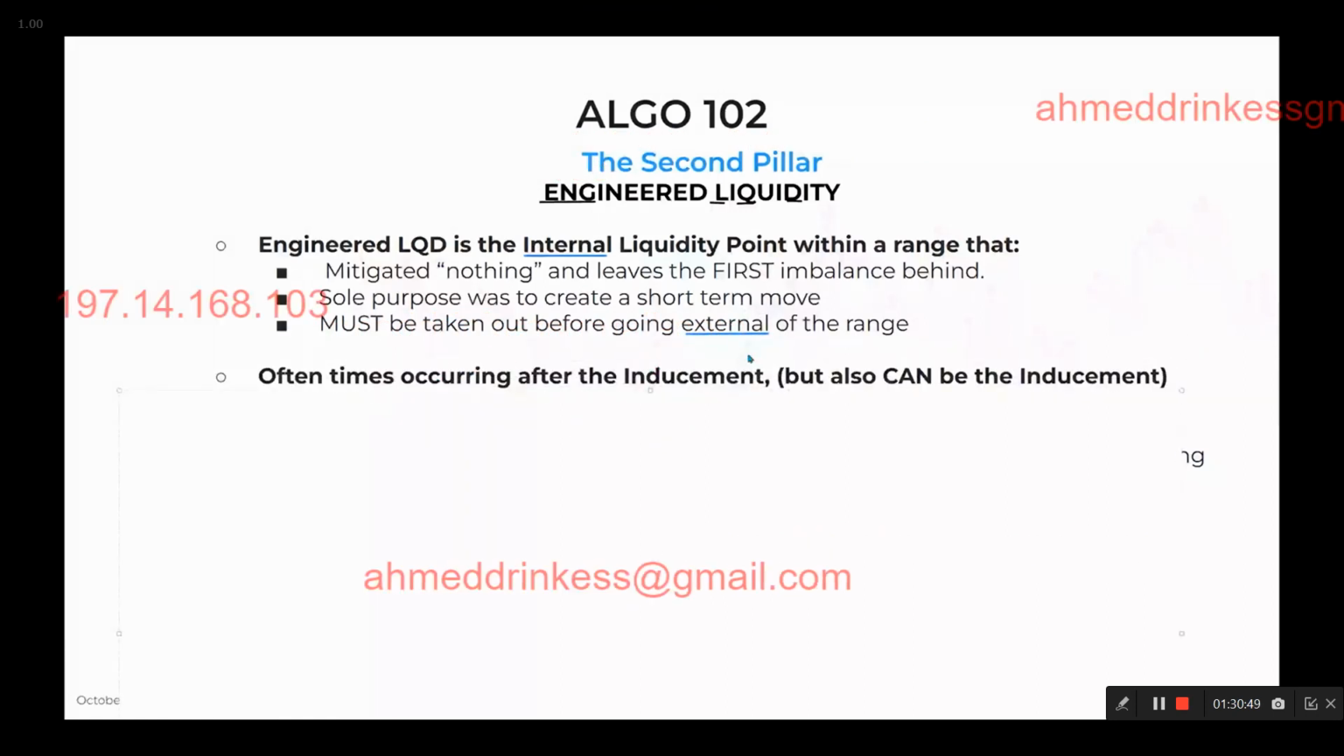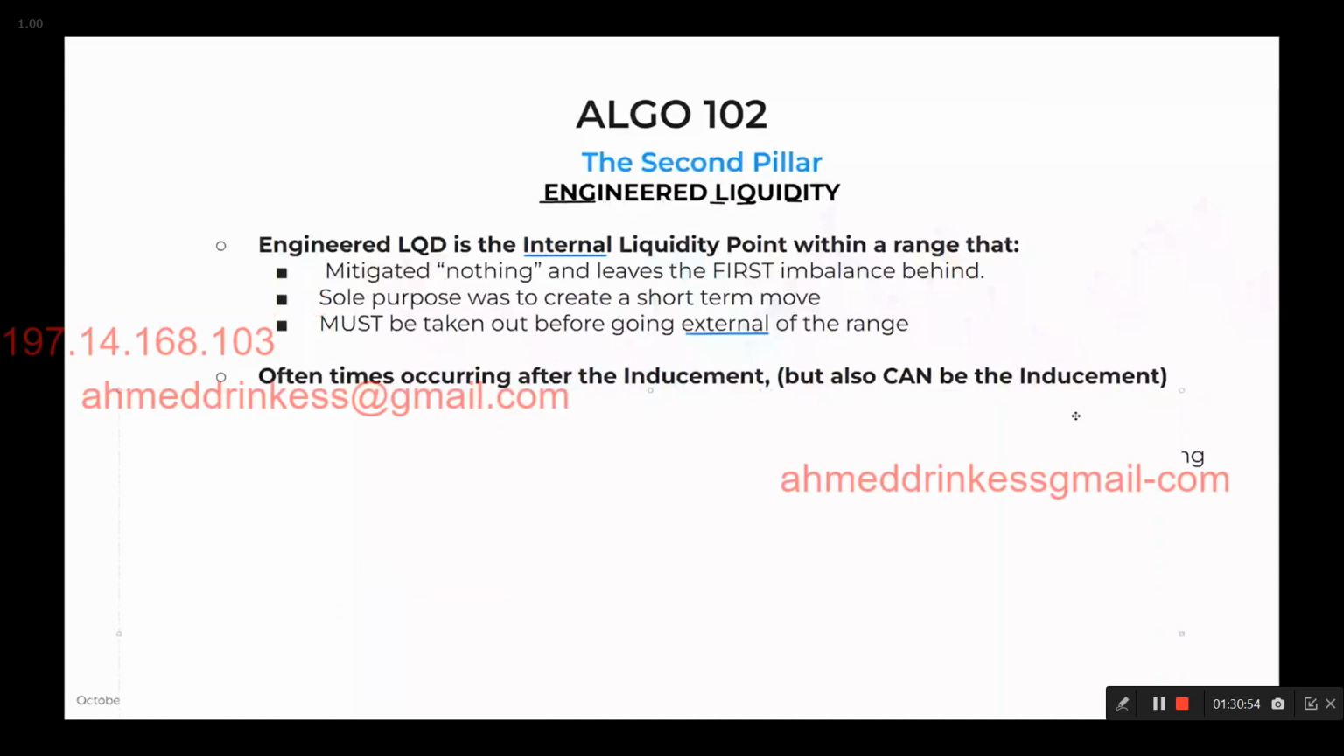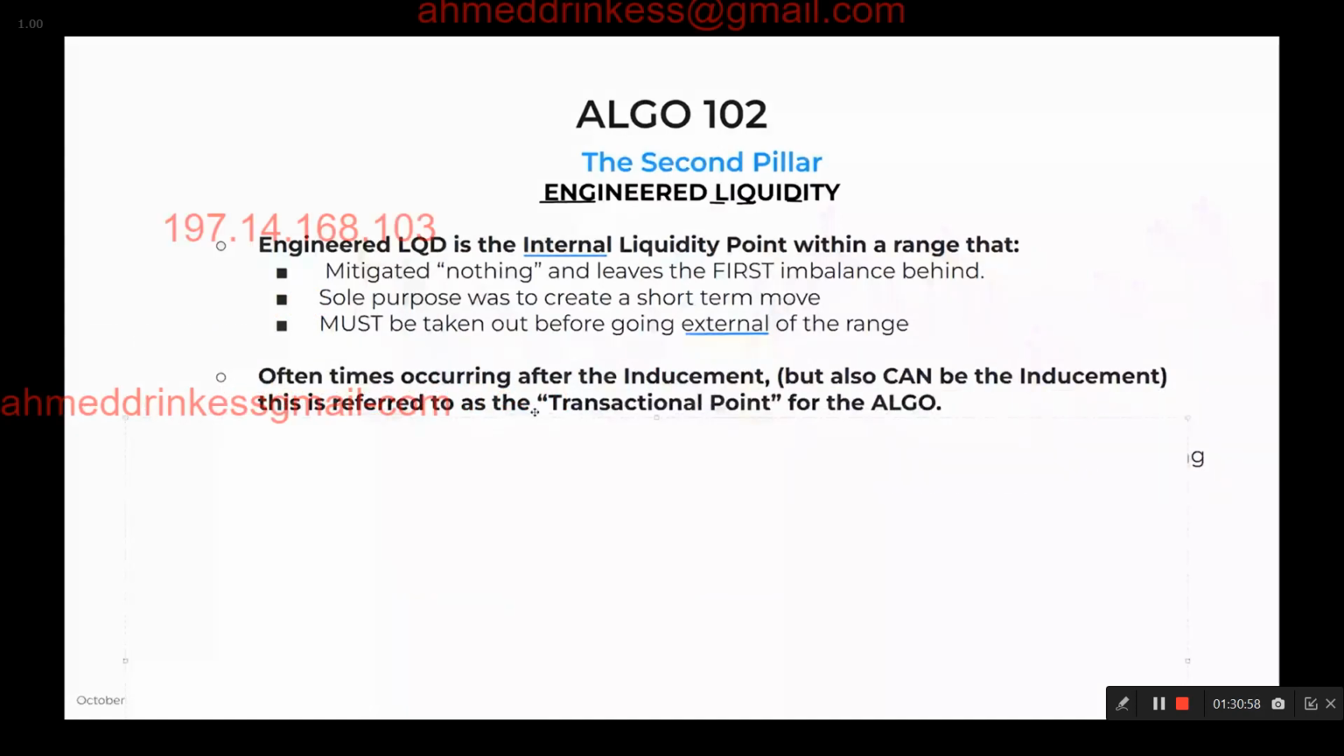Oftentimes, it occurs after the inducement, but it can also be the inducement. This is referred to as the transactional point of the algo.